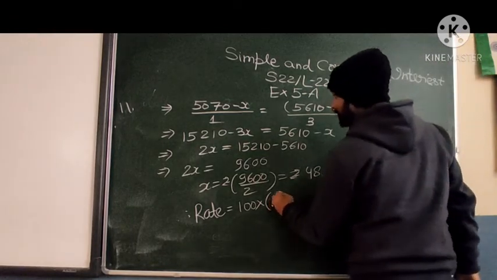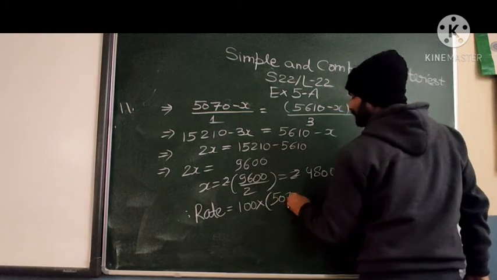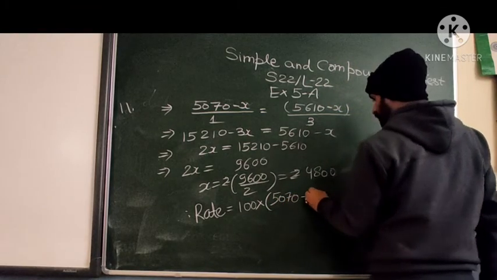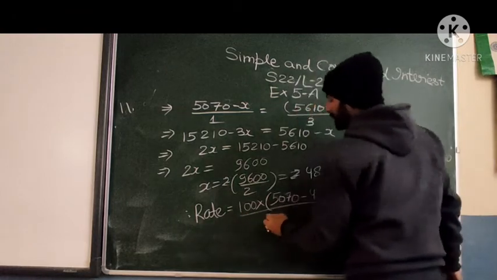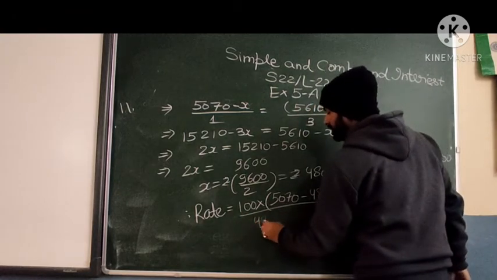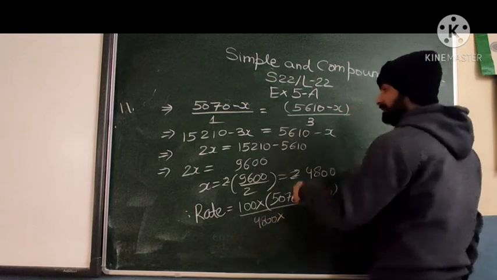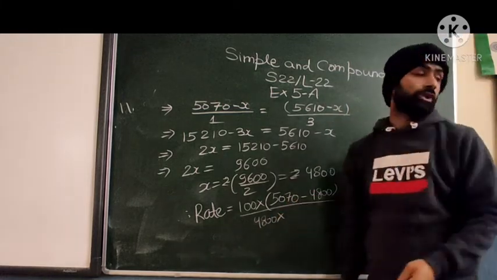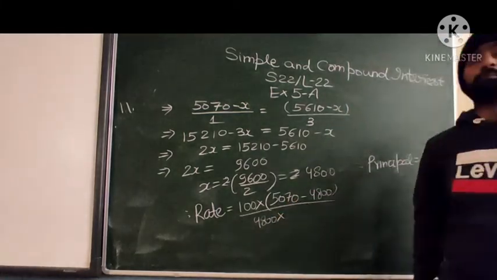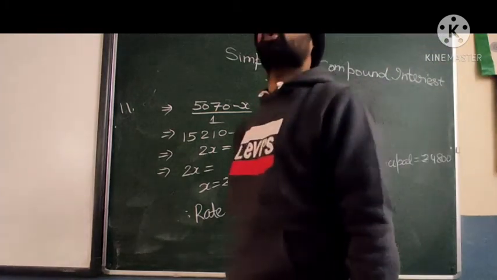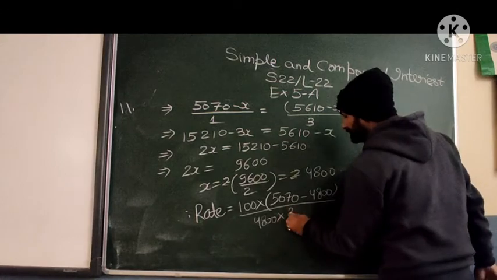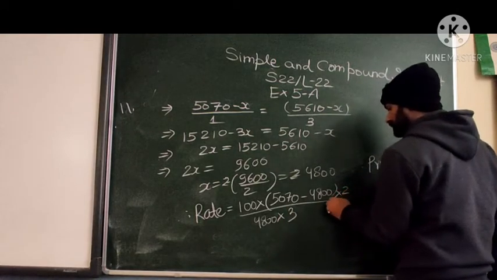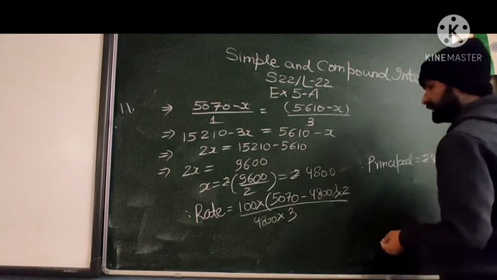So SI is what? 5070 minus 4800, upon P into T. What was P? P was 4800 only. T, for this case, for 5070, how much was T? 18 months or 18 by 12 or 3 by 2 years. So 3 by 2 means this will give you the rate.